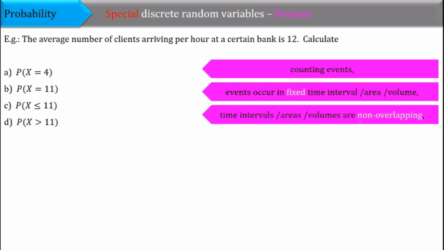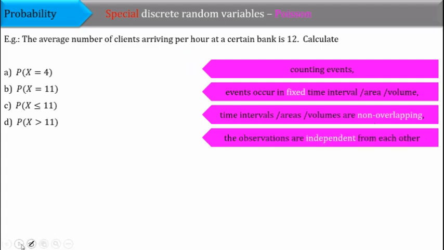Then next, are the intervals non-overlapping? Well, yes, it's stated here per hour. So, for example, we'll look at the number of people arriving from 8 to 9 o'clock, then from 9 to 10 o'clock, then from 10 to 11 o'clock, and so forth for the entire day. So the intervals are non-overlapping. And then another one, are the observations independent from each other? Well, I think it's safe to assume that they are. One person's arrival will be independent of another person's arrival.